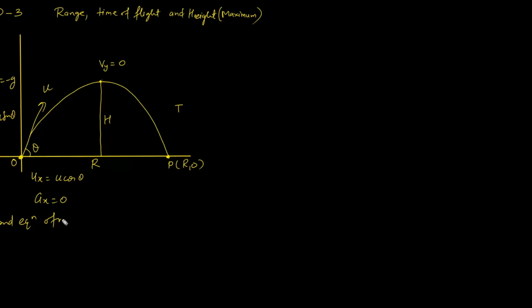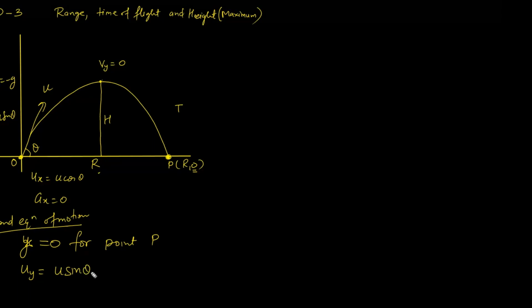Only the second equation of motion we are going to use. First of all, I am going to derive the expression for the time of flight. So we know y will be 0 for point P. Point P is here, so the y component is 0. Now uy is already u sine theta, ay is minus g, and time as it is.